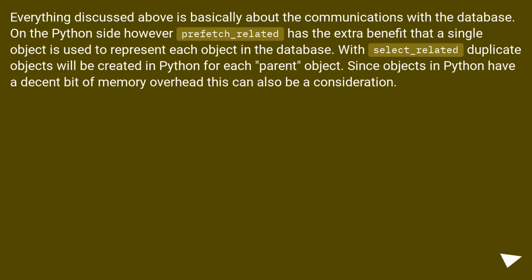Everything discussed above is basically about the communications with the database. On the Python side, however, prefetch_related has the extra benefit that a single object is used to represent each object in the database. With select_related, duplicate objects will be created in Python for each parent object. Since objects in Python have a decent bit of memory overhead, this can also be a consideration.